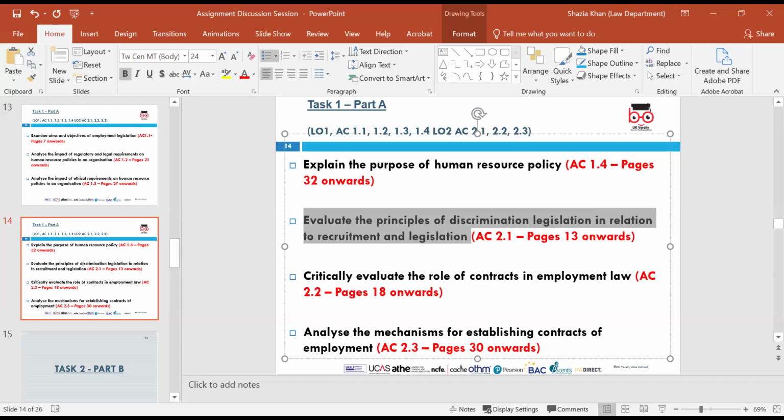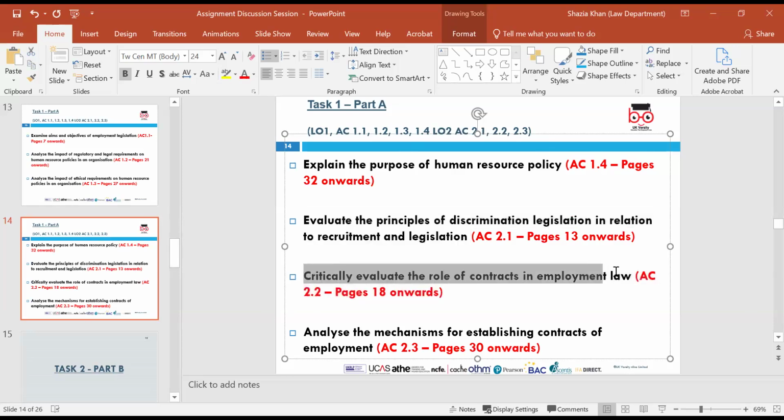So here you will be looking at learning outcome 2. You will look at elements of page 13 onwards, 2.1: types of sexual discrimination, direct discrimination, indirect discrimination, victimization, positive discrimination, and remedies. So you'll be looking at pages 13 onwards of learning outcome 2. Then the next part is, again, make sure these are headings, the ones in black.